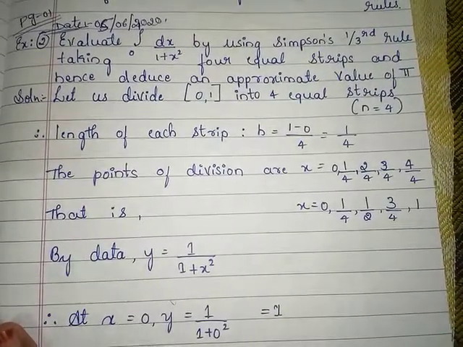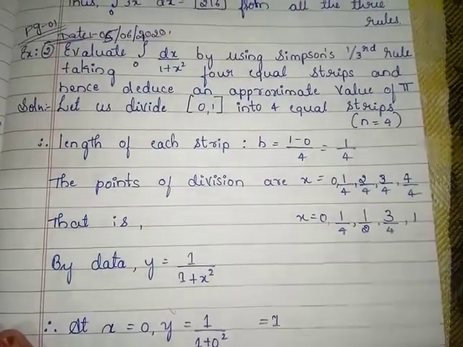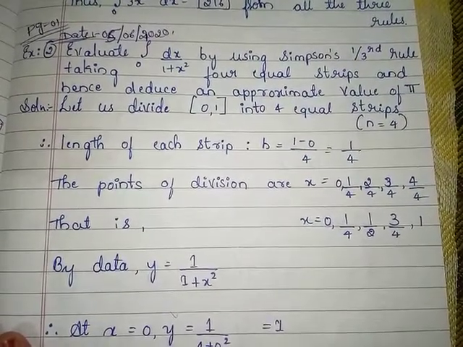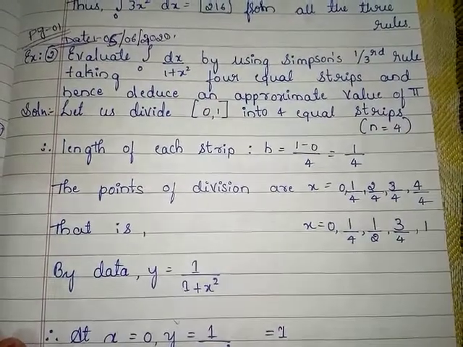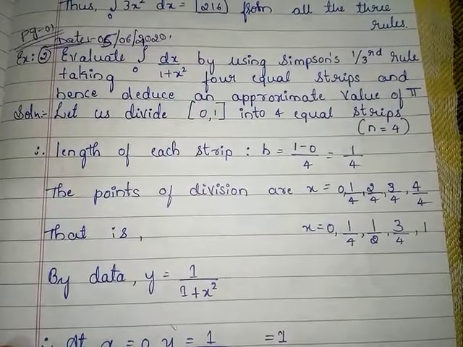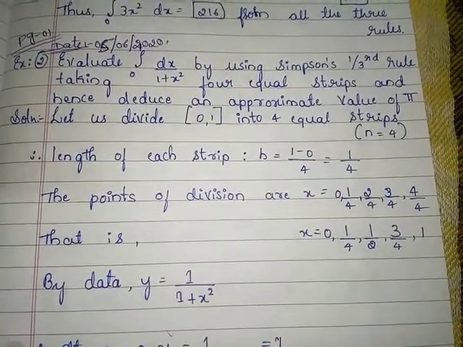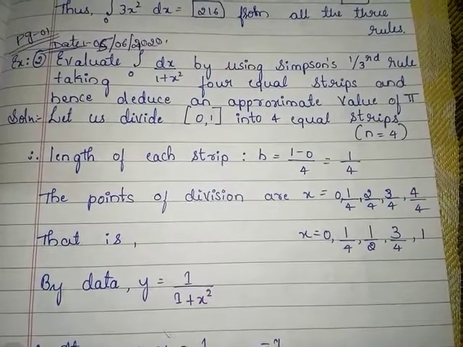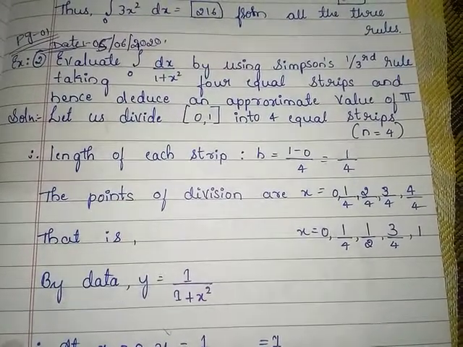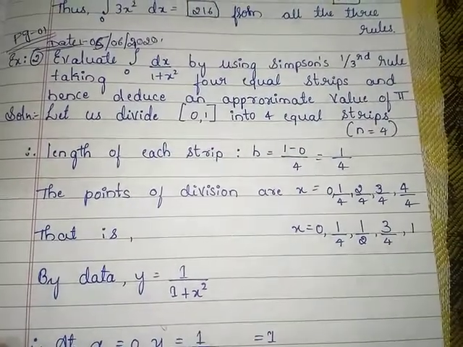Today we will discuss some more examples on numerical integration. In last class we discussed the theory and one example. Today is the next example. Evaluate the integral from 0 to 1 of dx divided by 1 plus x square by using Simpson's 1/3 rule, taking 4 equal strips, and hence deduce an approximate value of pi.